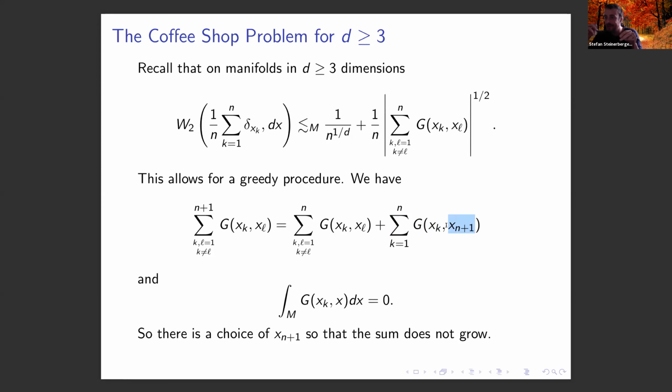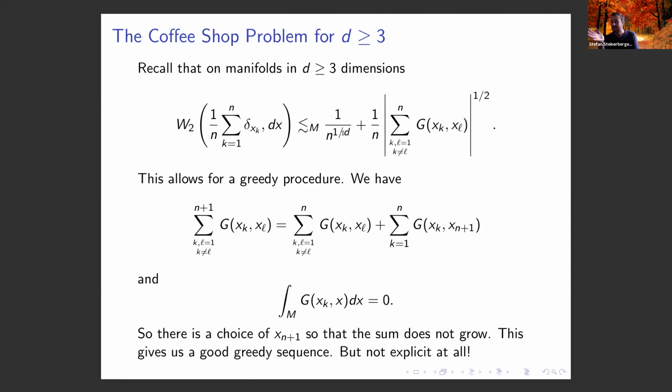And since the mean value is 0, there's a choice where it's not growing. There's a choice where the sum doesn't go up. So the sum doesn't go up, but you keep dividing by larger and larger numbers, and this also decays. And in principle, this tells you that if you just greedily pick this minimum of these energies, you're going to get an optimal coffee shop location solution on any manifold.